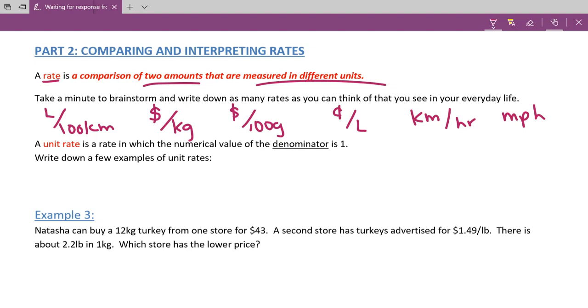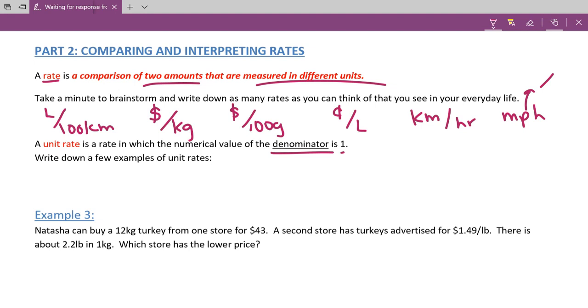And that "per" is representing a fraction, right? So it's a comparison of two things, normally written as a ratio, where we are comparing the numerator unit to the denominator unit. A unit rate is a specific type of rate where the numerical value of the denominator is 1.